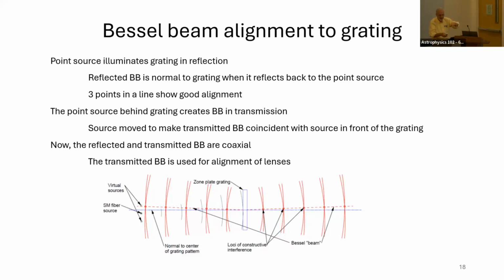And with the transmitted beam, because you're always the same distance from the grating, it doesn't matter where the microscope is. You can still see the beam. Whereas if you do it in reflection, the farther you get your microscope away, the more the light spreads out and you get less and less light back from the grating.